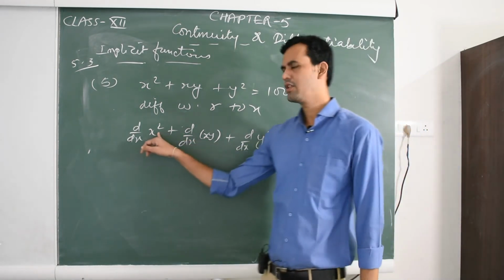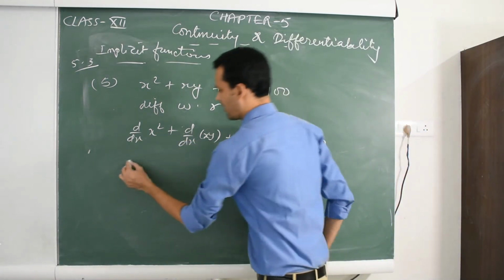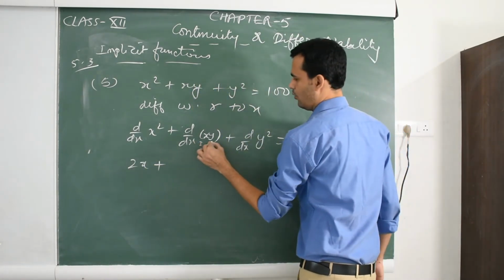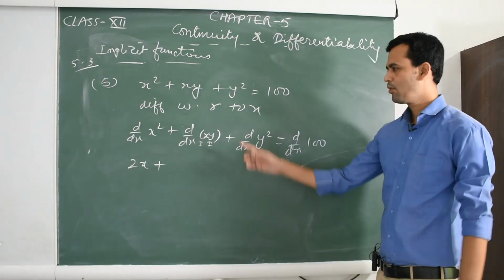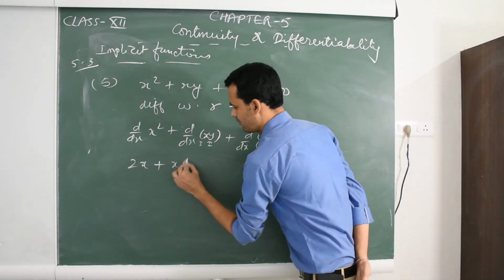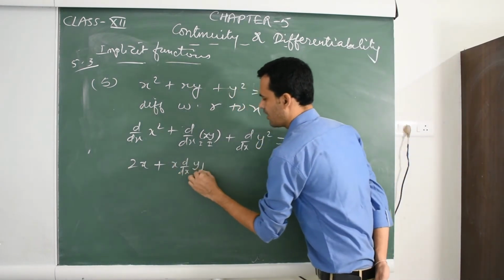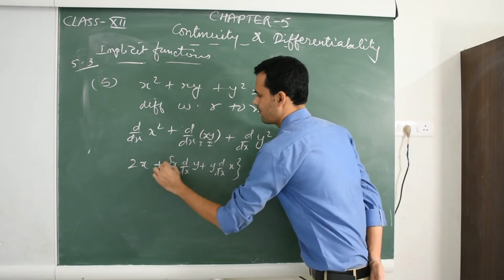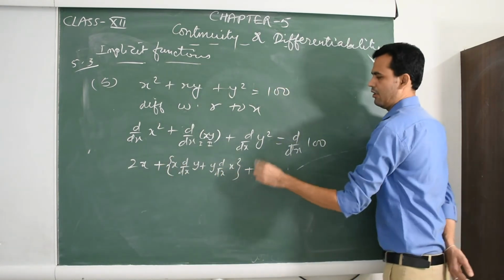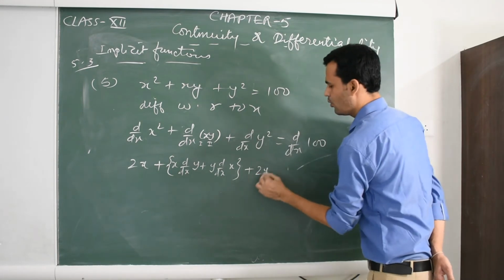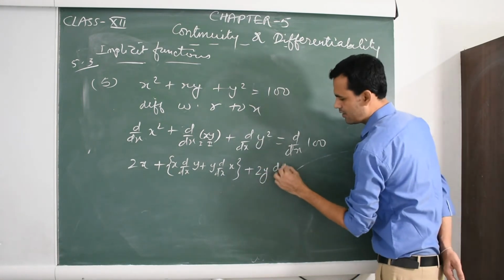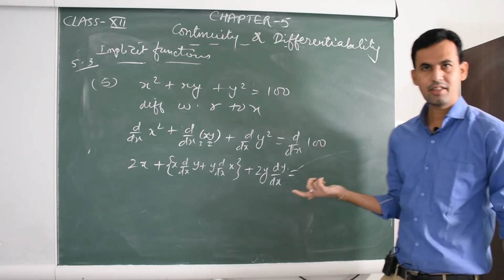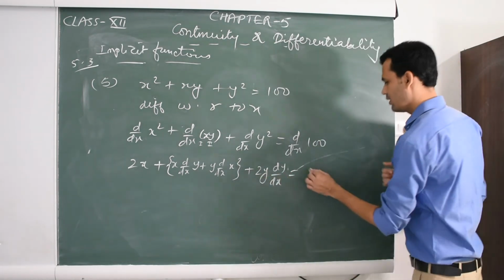So first, differentiation of x² is 2x, plus these are two functions, so we use product rule: first times d/dx of second plus second times d/dx of first, plus differentiation of y² is 2y, and differentiation of y is dy/dx. Differentiation of the constant term: 100 is a constant, so its differentiation is 0.